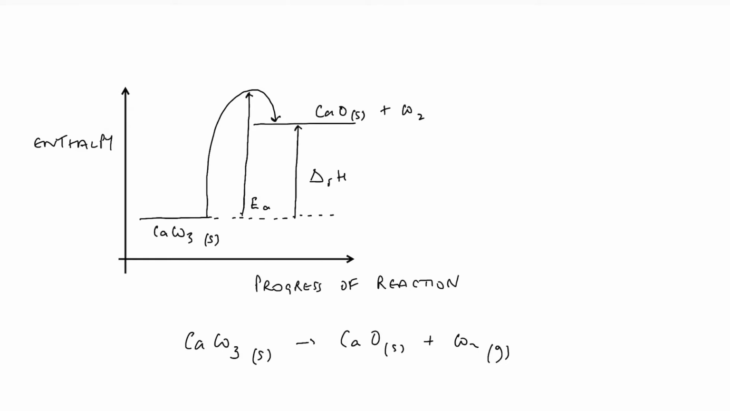So in an endothermic reaction, we have put in more energy to break up the bonds in calcium carbonate in our reactant than was released in making the bonds in the products. And this energy has come from the surroundings. Energy is moving from the surroundings into the system.